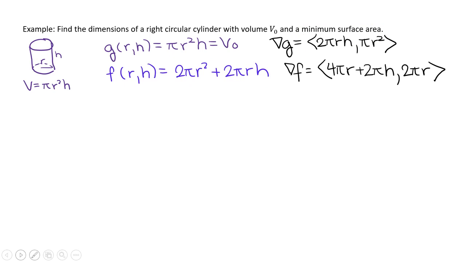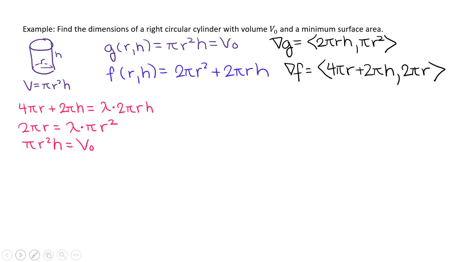And then to find the gradient of F, I had to go in the same order. I did derivative with respect to R first, and then derivative with respect to H. So derivative of function F with respect to R is, let's see, 4 pi r plus 2 pi H. And then my derivative with respect to H, I just look at the only term with the H, 2 pi r. So I have my gradients.